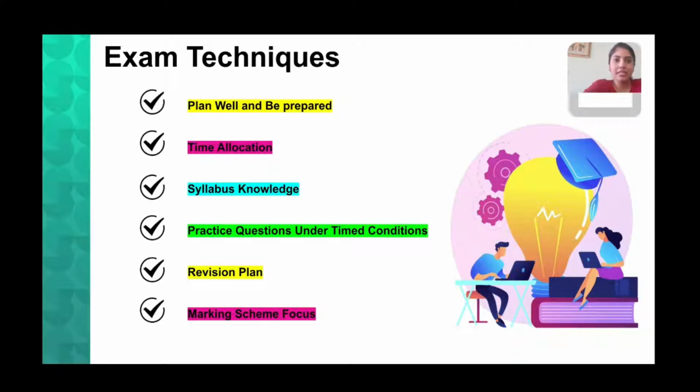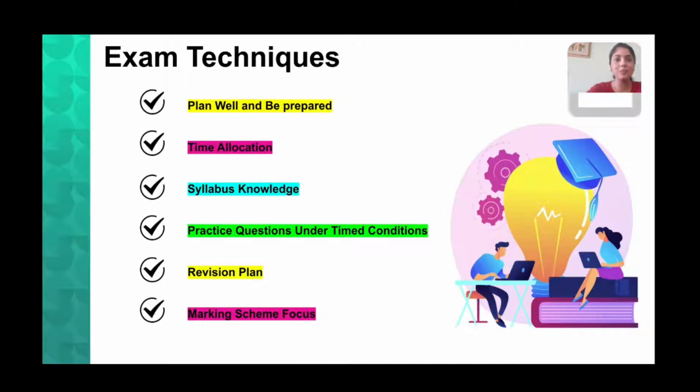Alright? Then next is time allocation. No matter how much you prepare or plan, if you can't attempt the paper in time, it'll still not give you a benefit, right? So you need to practice questions within timelines, or within the paper time, like 3 hours, okay? And then divide your time according to the number of questions and the marks allocated to the question, so that you use your time wisely during the exam.